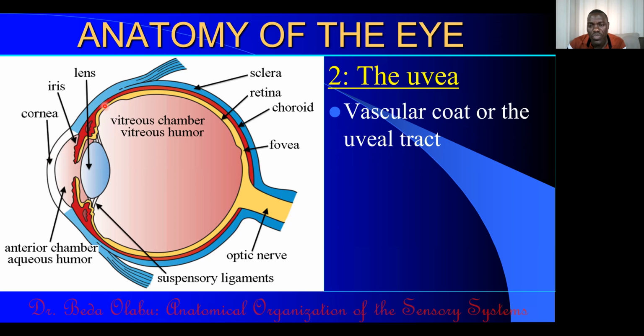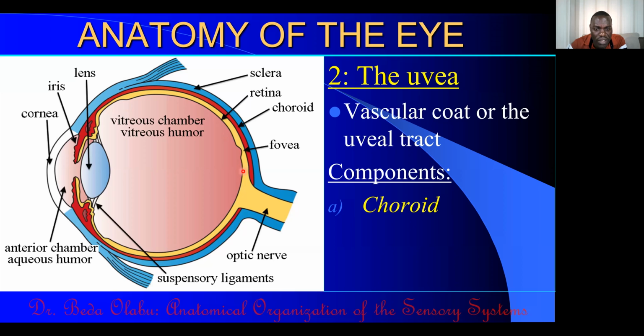What are the components of the uvea? The uvea consists of the choroid. The choroid is this posterior part, the red one in the middle there. That is the choroid. The choroid is heavily pigmented, so it's dark actually in histological sections, very dark. Well, the whole of the uvea is actually heavily pigmented, and so choroid is not an exception. That is largely to absorb light.